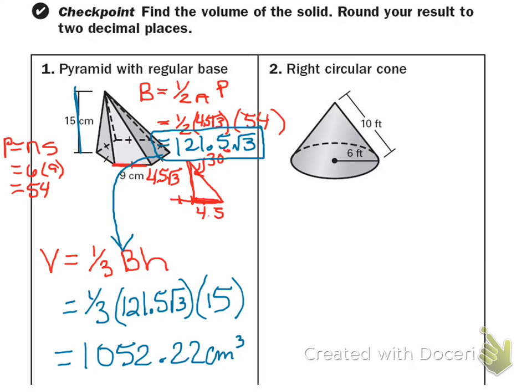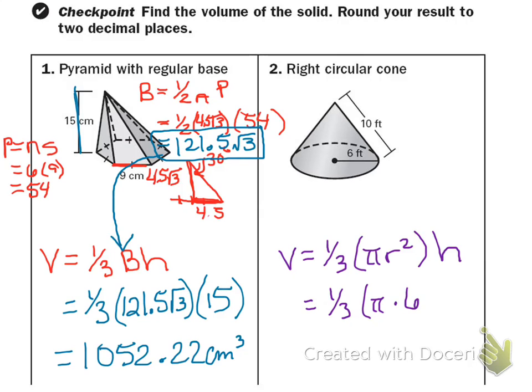All right. Hopefully you've given this one a try. Remember to find your volume, you need 1/3 the area of the base. The base is always a circle, so we want pi r squared. And then multiply that times your height. All right, so we begin to plug things into the formula. You've got 1/3 times pi times the radius. You can see that the radius is 6.